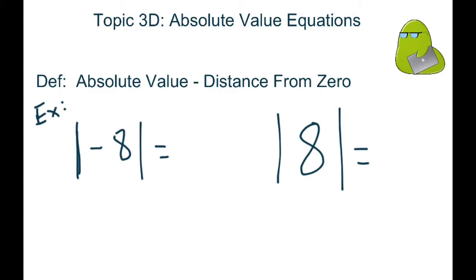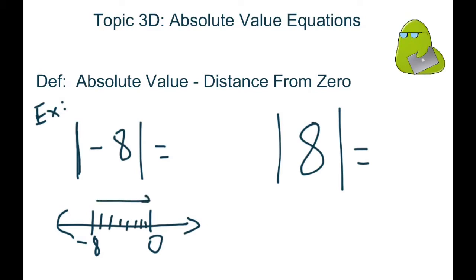The absolute value of negative 8. If you think about this on a number line, you think about where negative 8 is. You have your 0, and negative 8 is over here to the left. How far away is that from 0? If you were counting, it's negative 7, 6, 5, 4, 3, 2, 1, so it's 8 away to get back to 0. So the distance negative 8 is from 0 is 8, a positive 8.